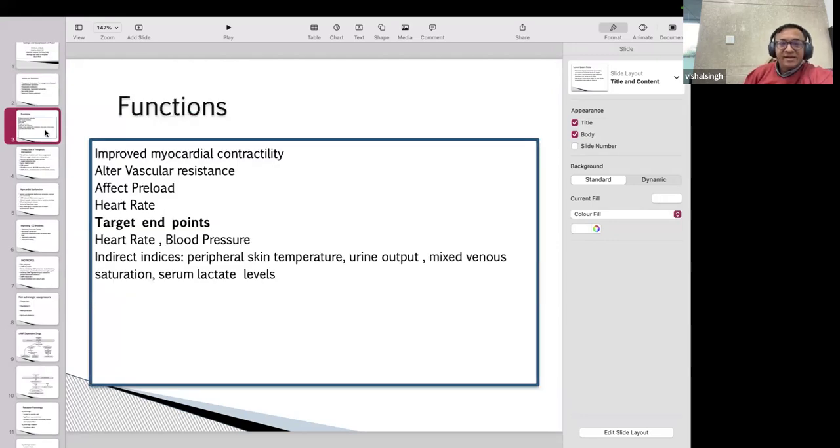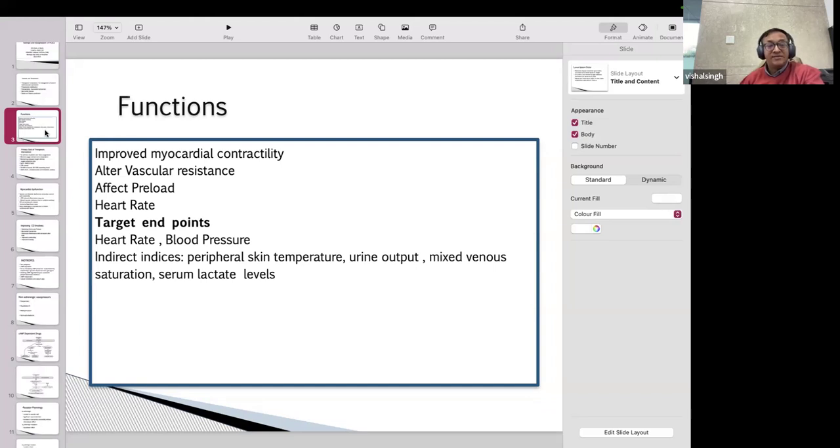What is the basic arena of an inotrope and a vasopressor? Well, an inotrope is supposed to improve myocardial contractility. A vasopressor is supposed to alter vascular resistance and also affect preload, as we will discuss later. Heart rate is a side effect of the dosage as well as the receptor activity.